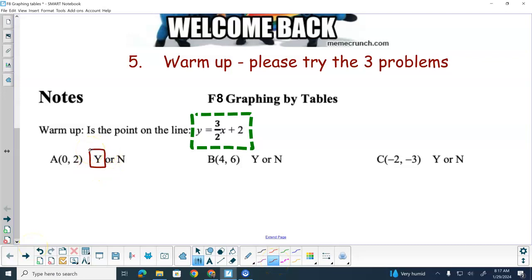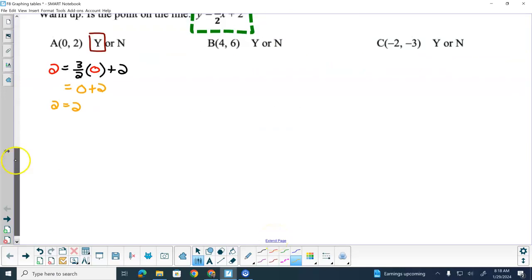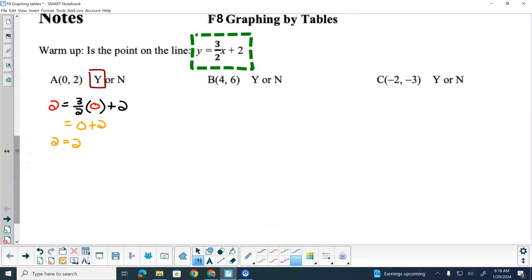First one's a yes. Yep. Because when you plug it in, so you plug in 2 equals 3 halves times 0 plus 2. So then that's going to be 0 plus 2. So 2 is going to equal 2. So that one's a yes. Second one, yes or no?